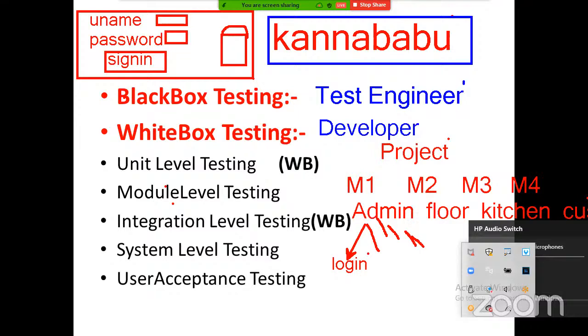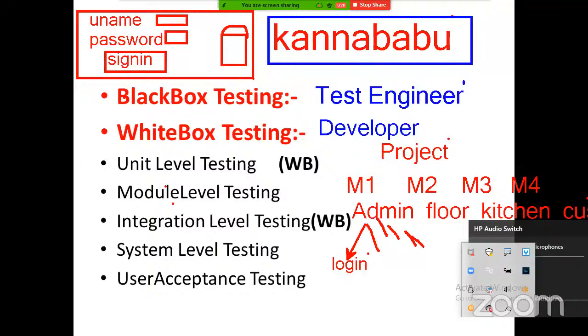Is it clear? At the time of development, the total project is kept in different machines. Are you following, everyone? The test engineer will keep all the modules in a single machine and start doing the testing. That is called system level testing. And then before the project delivery or before deployment, the test engineer will test the project before the client. That is called user acceptance testing.